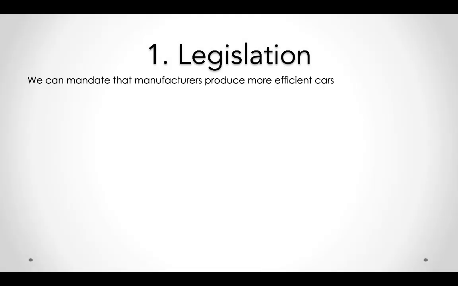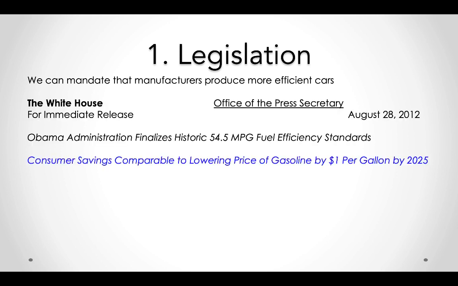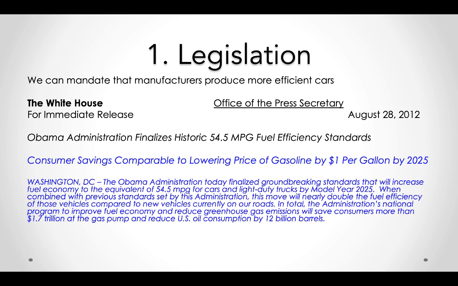The first one is legislation. We can mandate that manufacturers produce more efficient cars. So simply we issue a law that the manufacturers produce more efficient cars. This is what happened in 2012 when the Obama administration issued a recommendation to increase the fuel efficiency standards to 54.5 miles per gallon by 2025. So we can do that.